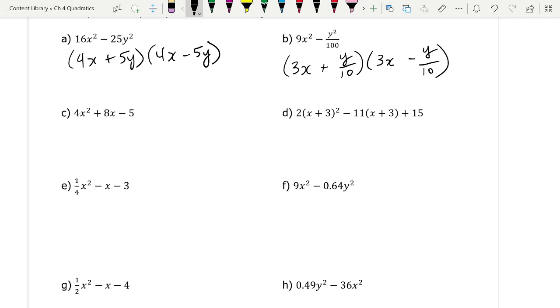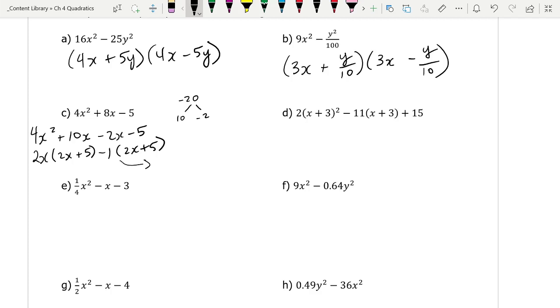I do this one by decomposition. 4 times negative 5 is negative 20. What two numbers times to make negative 20 but add to make positive 8? 10 and negative 2. So this is 4x squared minus 2x plus 10x minus 5. I'd factor out a 2x out of the first two, giving me 2x plus 5. Then I'd factor out a negative 1 out of the second two, giving me 2x plus 5. My two factors are 2x plus 5 and 2x minus 1.